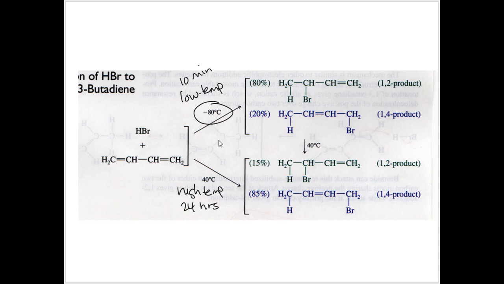So depending on the reaction conditions, we can either favor the 1-2 or the 1-4 product. And the 1-2 product came from the secondary carbocation, so this product comes from the more stable intermediate. And this product then is the more stable product.